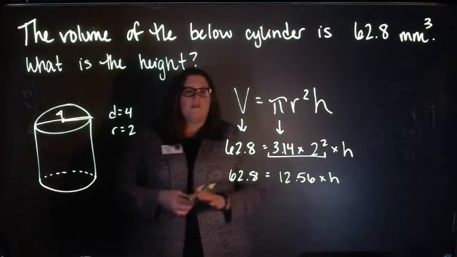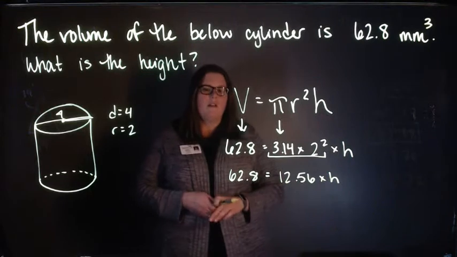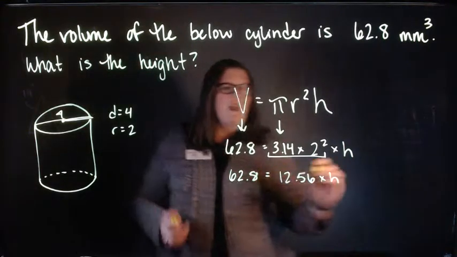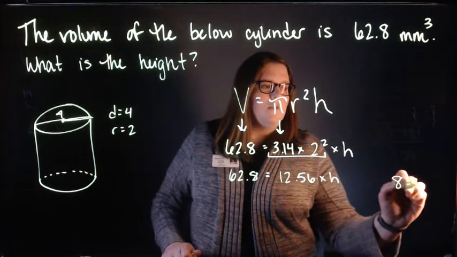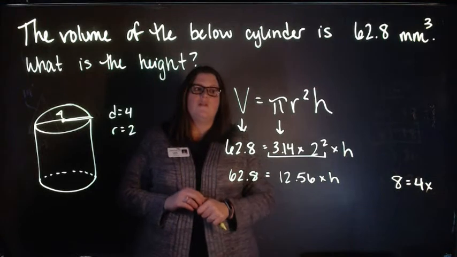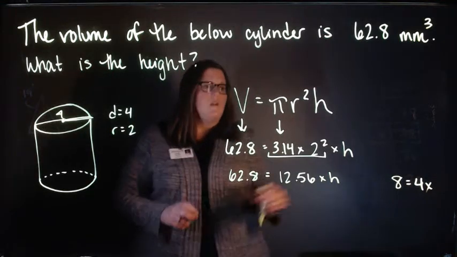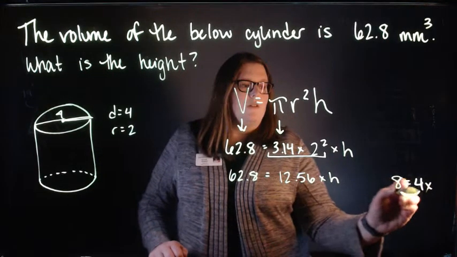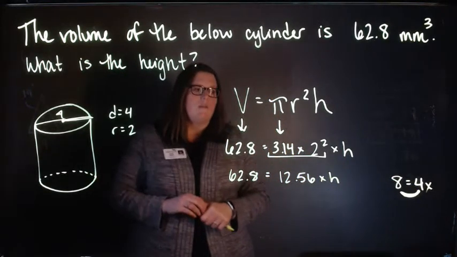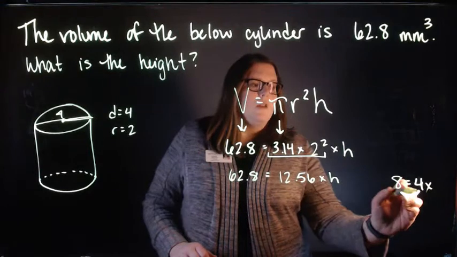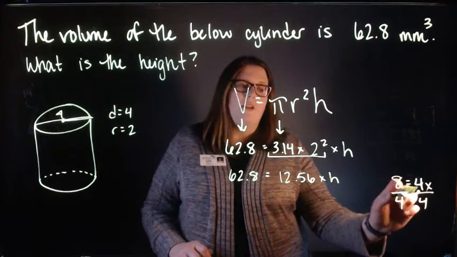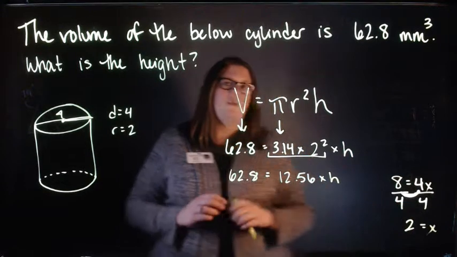So now we have 12.56 times something equals 62.8. So if we look at a smaller case, if I have 8 equals 4 times something, I know you all know that's 2, because 4 times 2 gives us 8. So we want to know the relationship between these two numbers, right? How do I get 2 out of 8 and 4? Well, I can divide. 8 divided by 4 gives us 2. So really what we're going to do is divide both sides by the coefficient of x, and that leaves us with what our x value is.